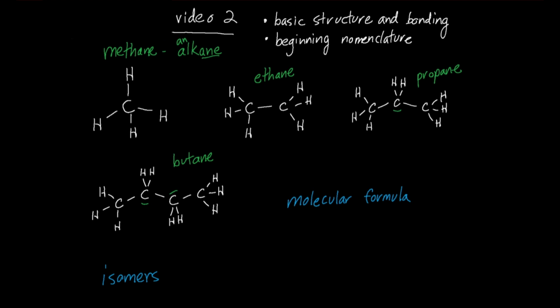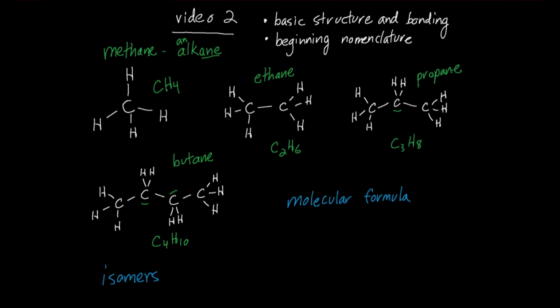Molecular formula, something we are familiar with, of methane, for example, is CH4. So it's just a listing of the atoms. Ethane is C2H6, propane is C3H8, and butane is C4H10. Notice the molecular formula doesn't give much information about structure. That it's just a hydrocarbon is all you can tell.